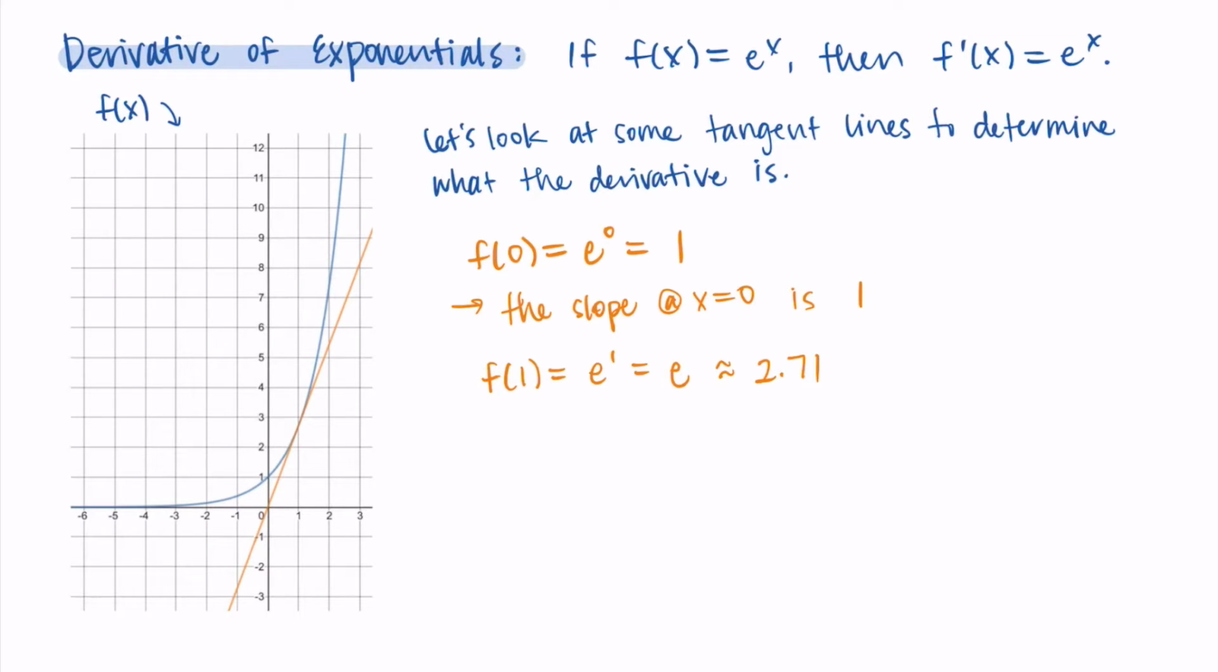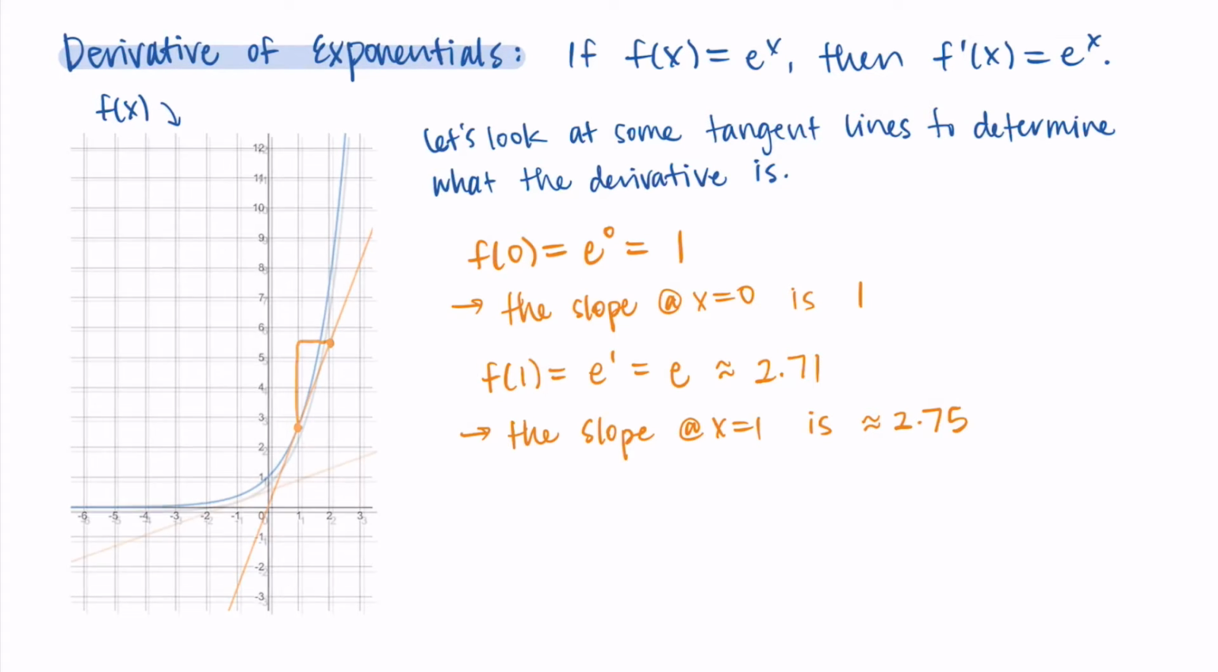That's Euler's number. Then if we look at the tangent line at this point, I'm seeing that we go up a little less than 3, maybe 2 3/4, and we go over to the right by 1. So we go up 2.75 over by 1, so the slope is around 2.75.